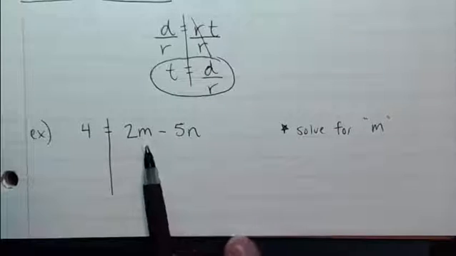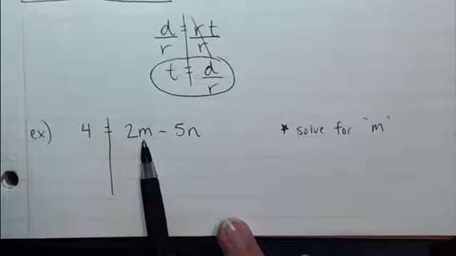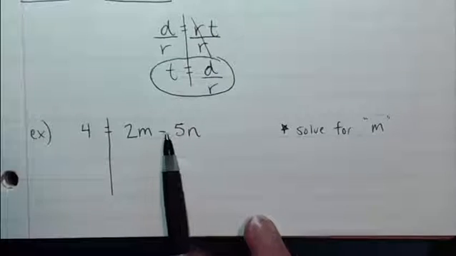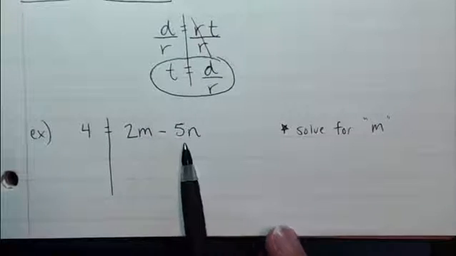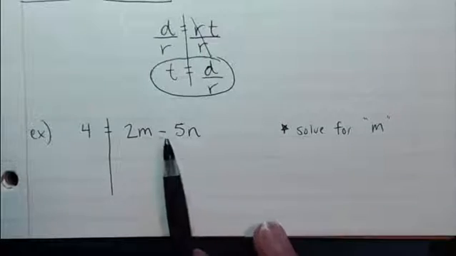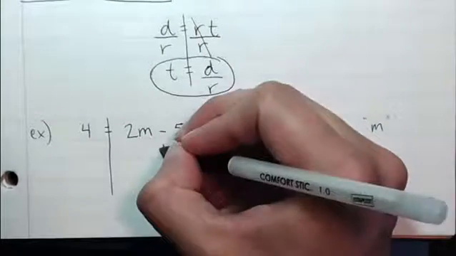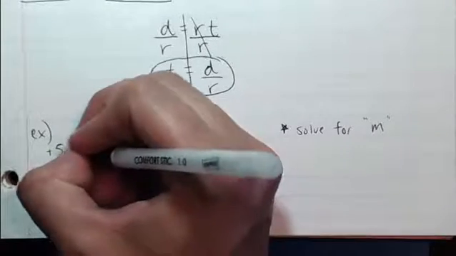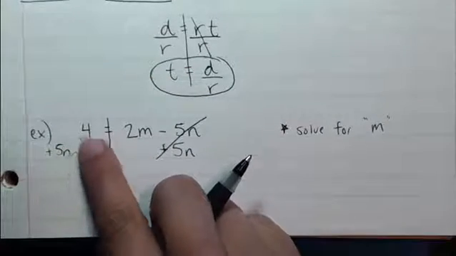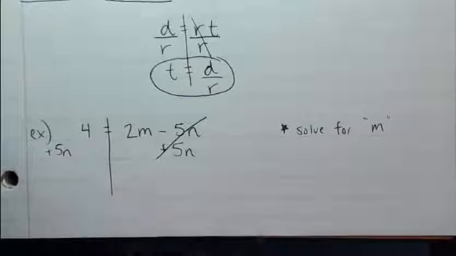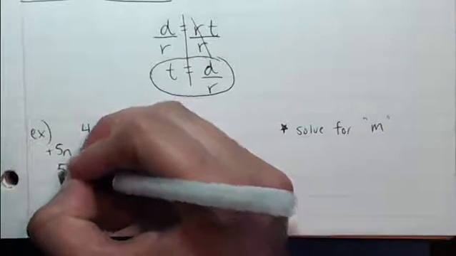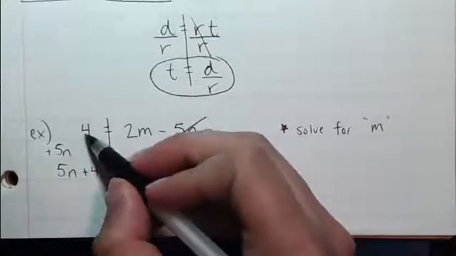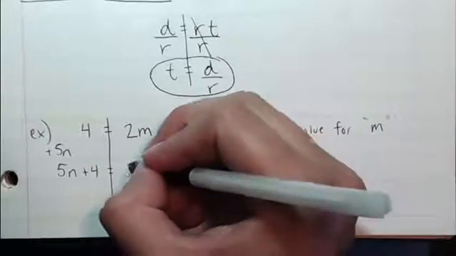Okay, so let's think about this one. I want m by itself. So we have this negative 5n that's attached. How do I get rid of the second part of this expression on the right side? Negative 5n, the opposite of that would be adding 5n, which ends up canceling out. And I'm going to add 5n over here. Notice I don't put it right underneath the 4 because these are not like terms. One has an n and one doesn't. So I don't put it right underneath each other. So now if I rewrite what I have, 5n plus 4 is equal to 2m.